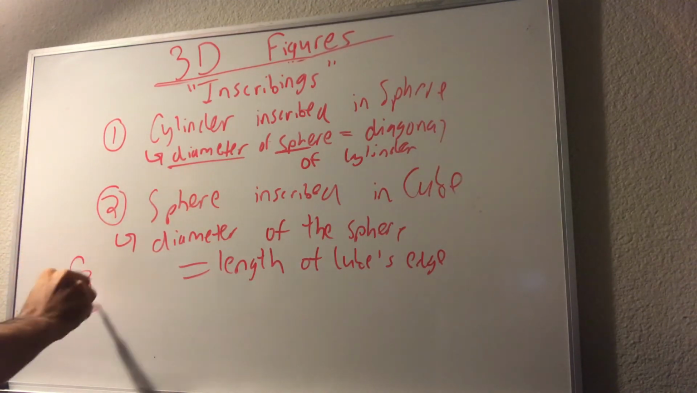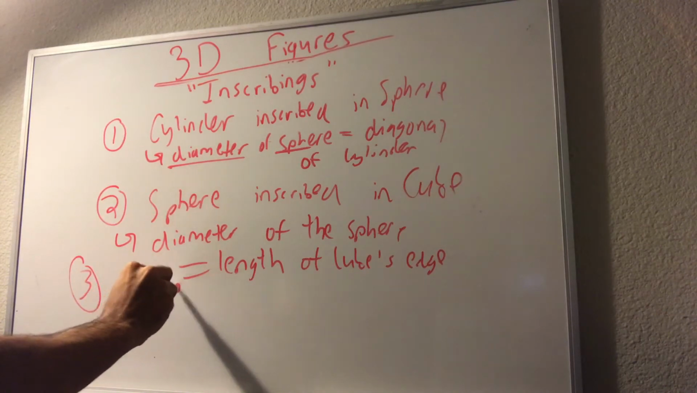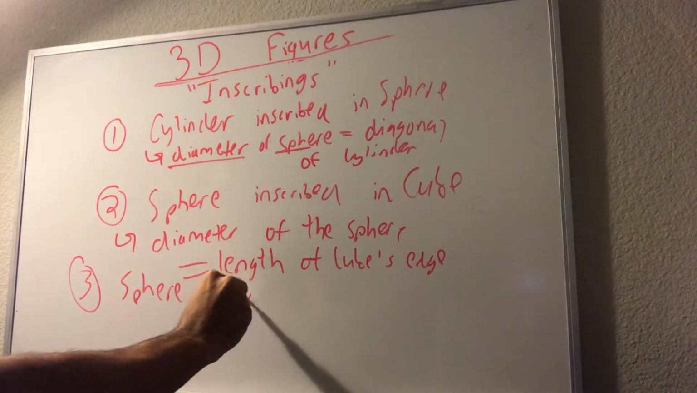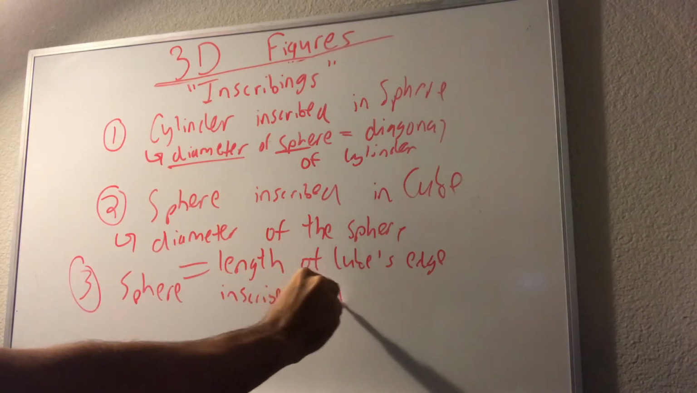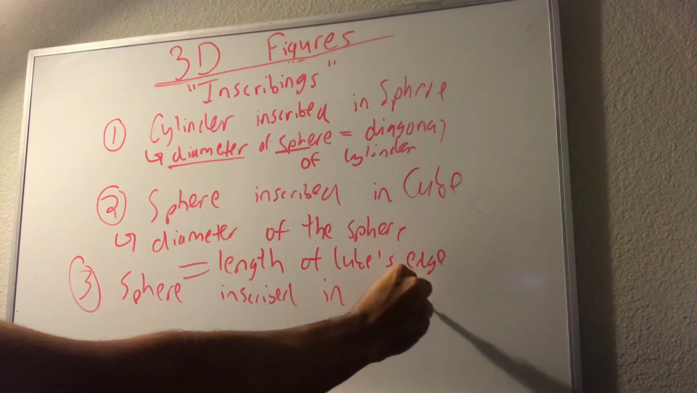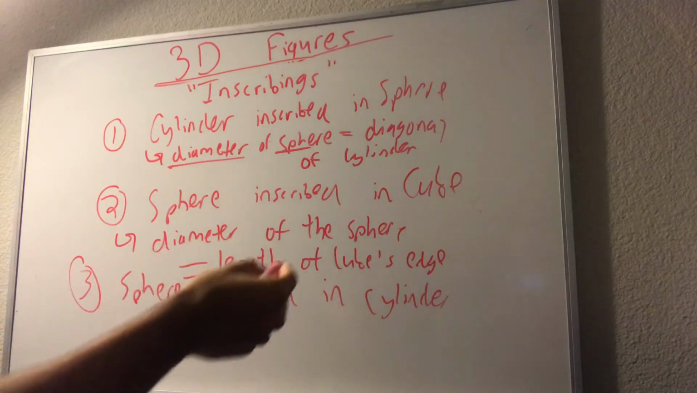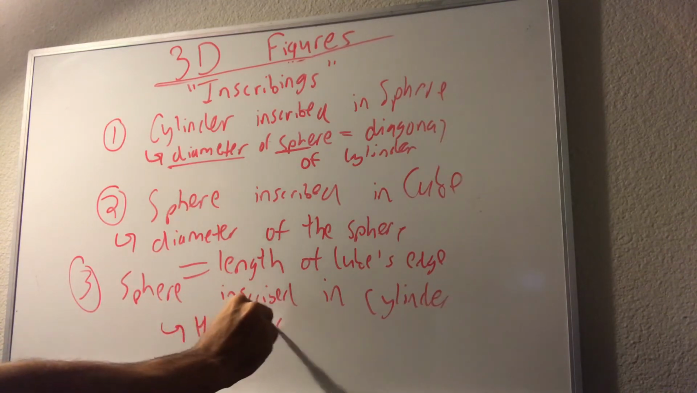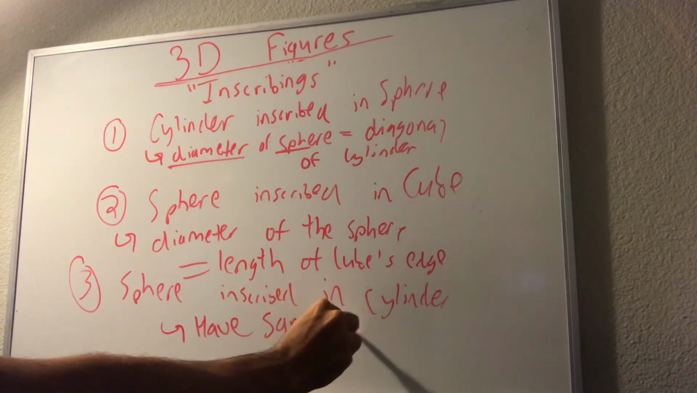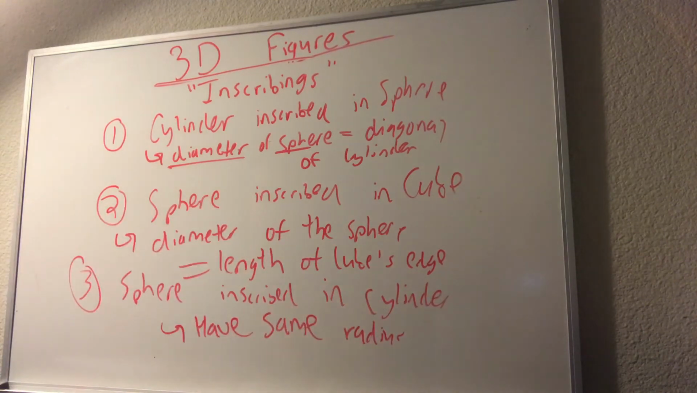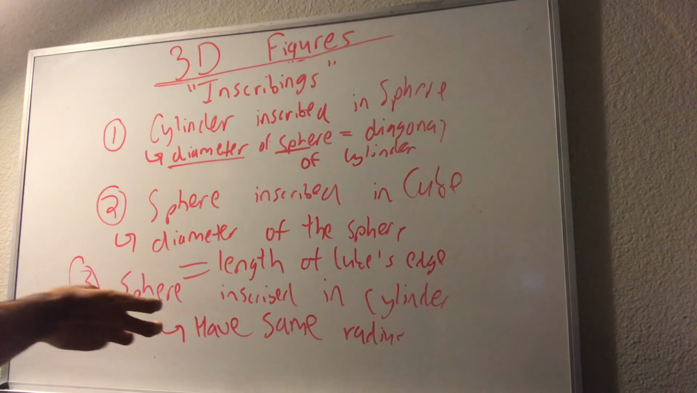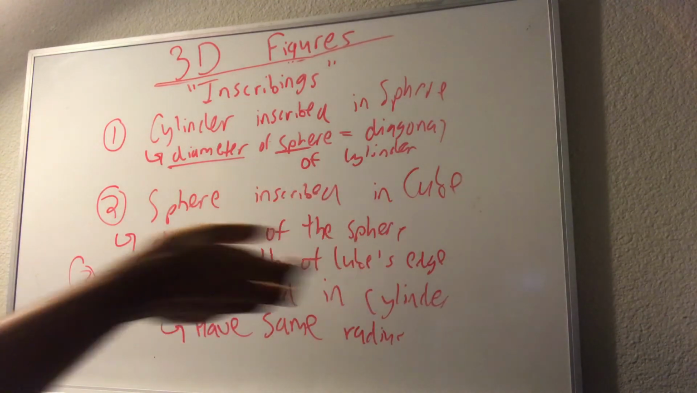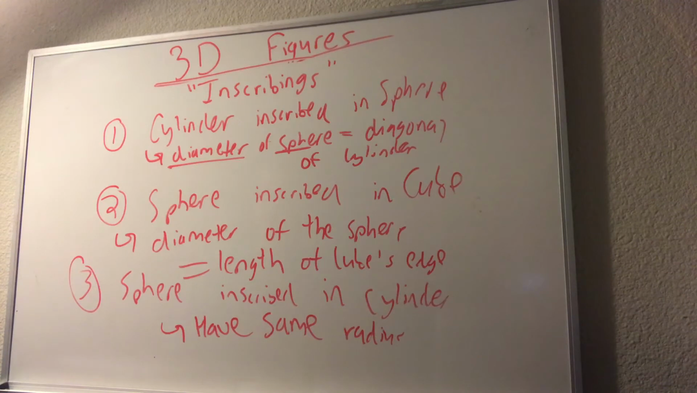The third one is that a sphere is inscribed in a cylinder. If a sphere is inscribed in a cylinder, then they have the same radius. And if they have that same radius, then the sphere and the cylinder will also have congruent diameters.